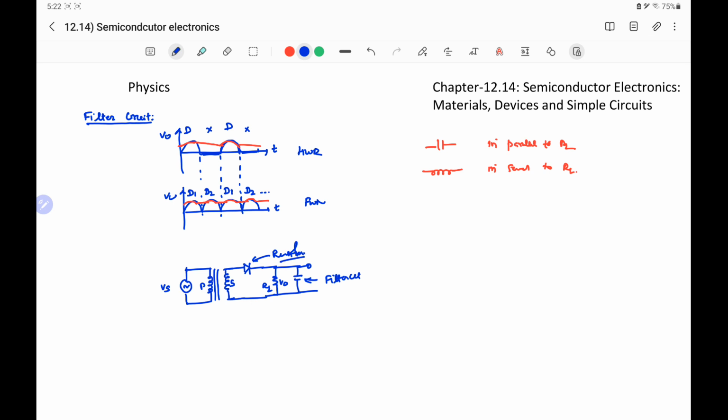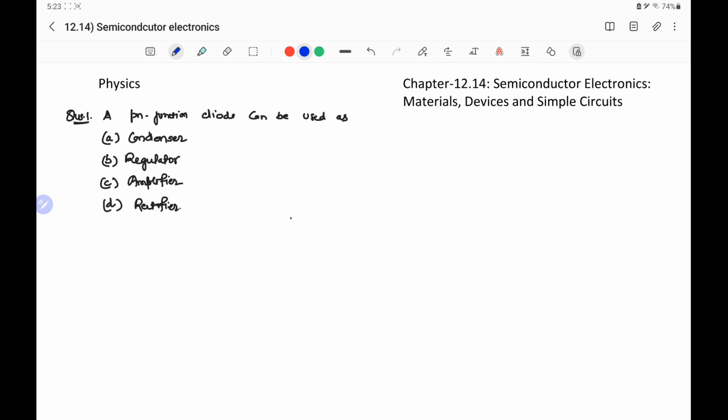Let's take some problems. First question is, a PN junction diode can be used as: options are condenser, regulator, amplifier, or the rectifier. And as discussed, a PN junction diode can be used as a rectifier, which converts AC into DC. Capacitor is used as a condenser, the Zener diode is used as a voltage regulator, while transistors are used as the amplifier.